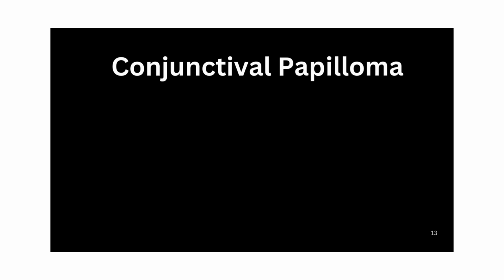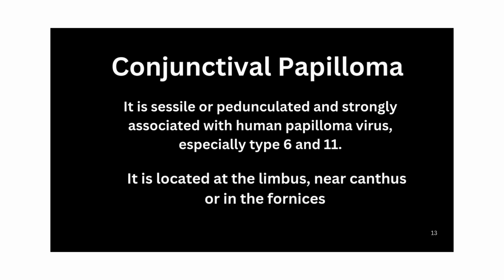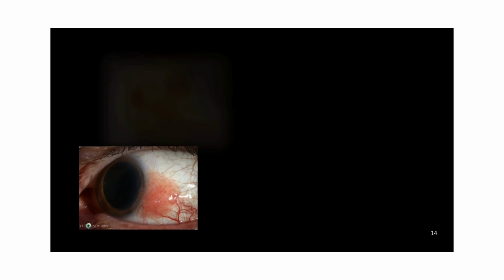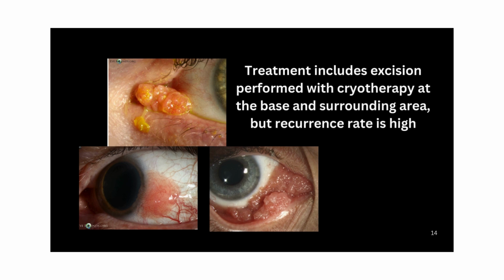Second example of benign tumor is the conjunctival papilloma. It is sessile or pedunculated and strongly associated with human papillomavirus, especially type 6 and 11. It is located at the limbus, near the canthus or in the fornices. Here are pictures of conjunctival papilloma at different locations. Treatment includes excision, which is performed with cryotherapy at the base and surrounding area. Note that recurrence rate is high.